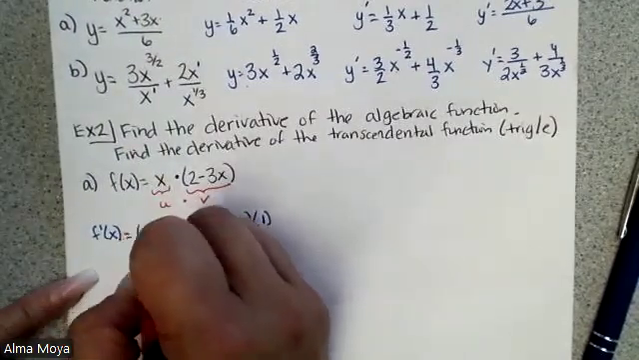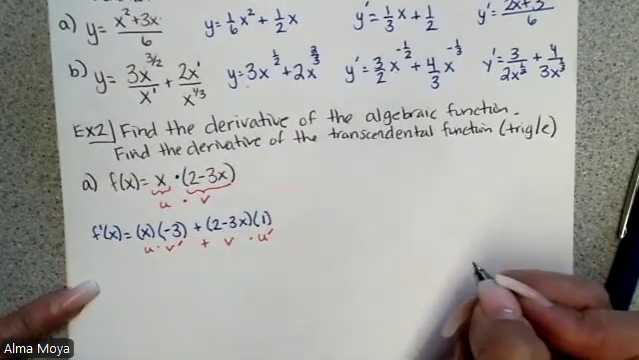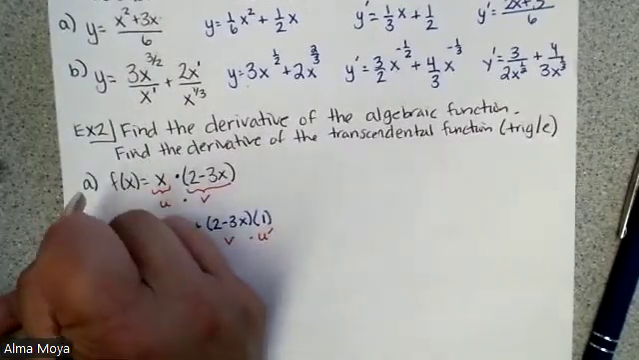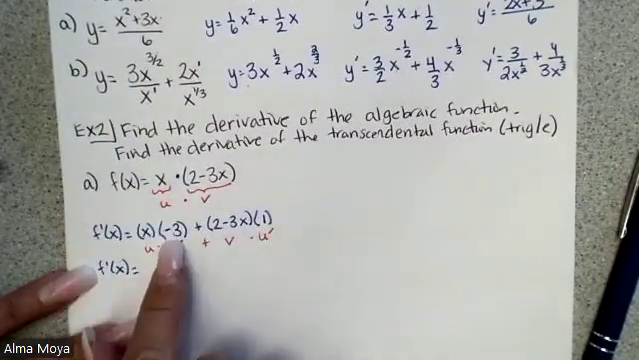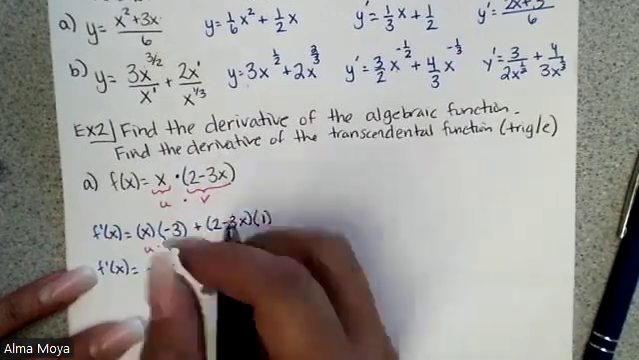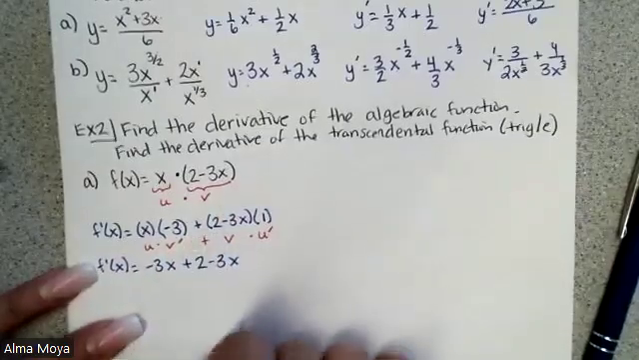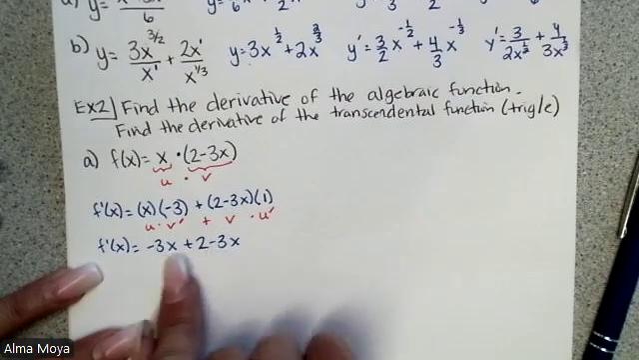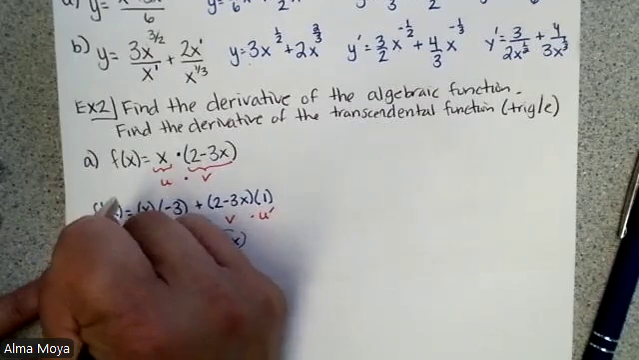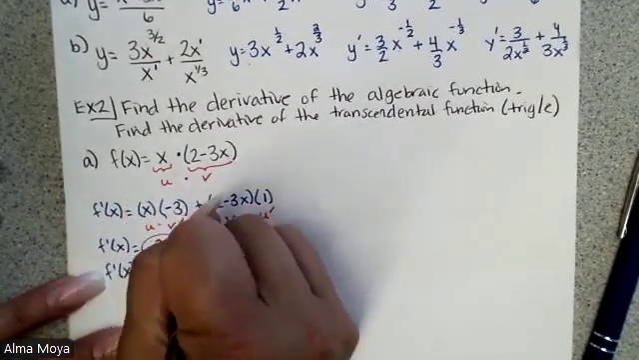So you keep the first one the same, take the derivative of the second, plus you keep the second the same, and you take the derivative of the first one. Negative 3 times x is just going to be a negative 3x. Right here, I'm going to distribute the 1, so I'm just left with a positive 2 minus 3x. And make sure you're paying attention to that symbol between there. I'm now just going to combine like terms. Negative 3x minus 3x is negative 6x. So your final answer, the derivative, is going to be negative 6x plus 2.